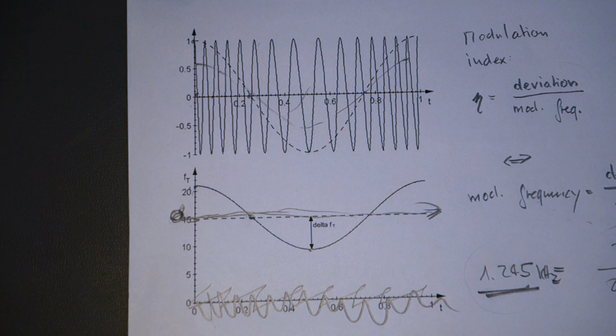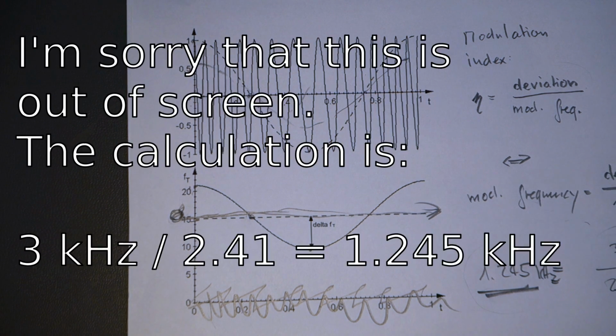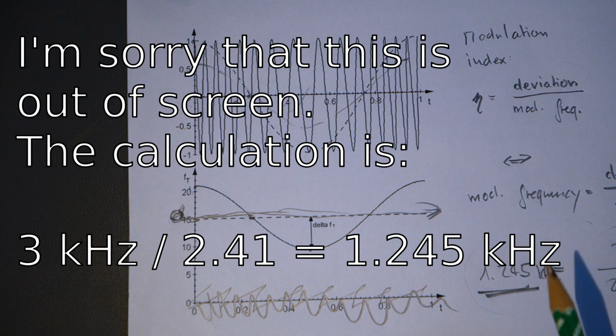Let's say you want to calibrate your radio to a peak deviation of 3 kilohertz. So by that equation here, you want a deviation of 3 kilohertz, and we know that the 0 crossing is going to happen at the modulation index of 2.41. So if we divide 3 kilohertz by 2.41, then we end up with a modulation frequency of 1.245 kilohertz, which is exactly the frequency that I set my signal generator to.